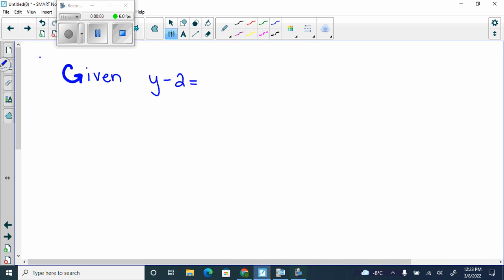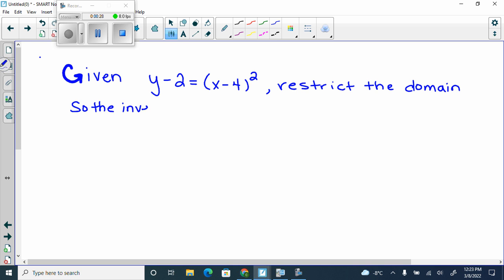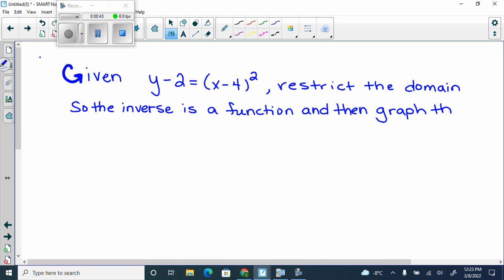y minus 2 equals x minus 4 squared. Restrict the domain so the inverse is a function, and then graph the restricted function. That's number one.